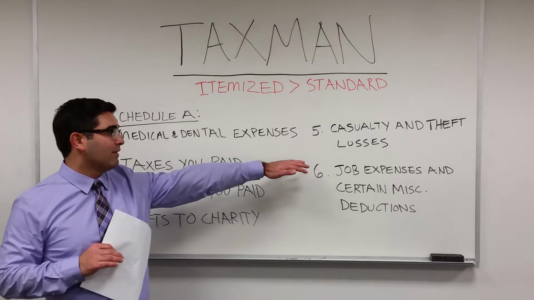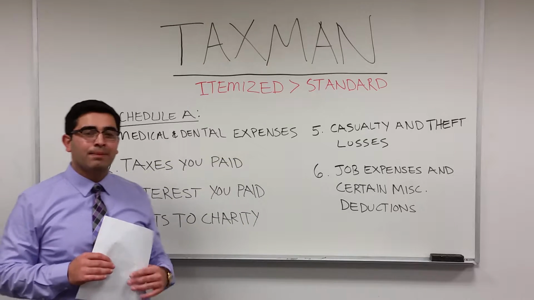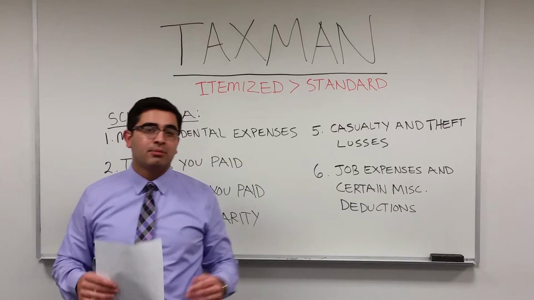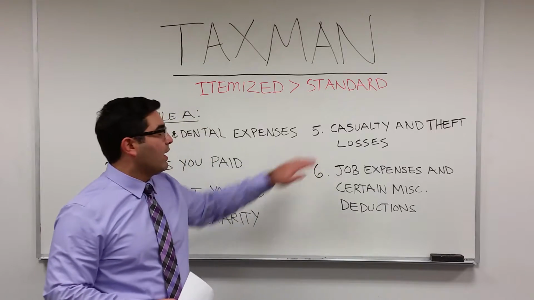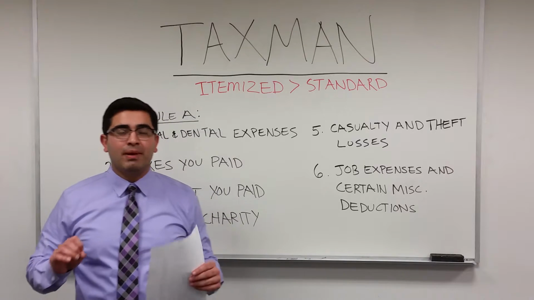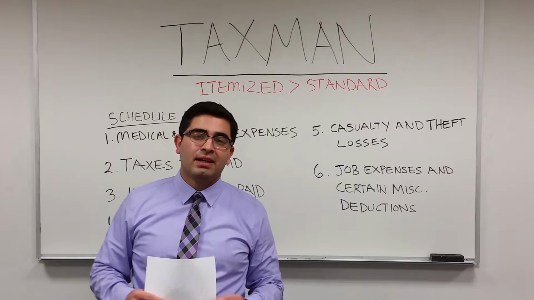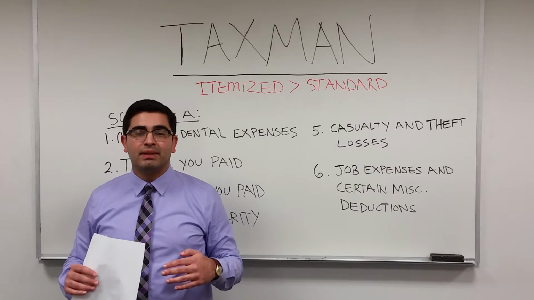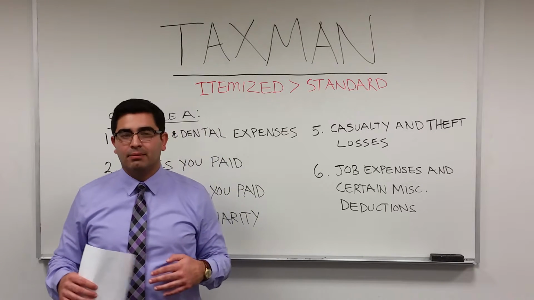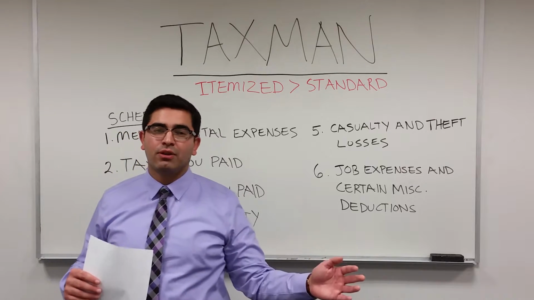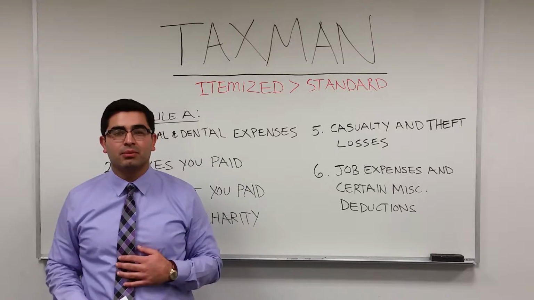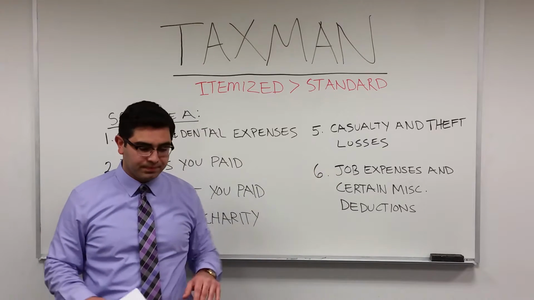So starting with number 5, casualty and theft losses. If you were the victim of some type of theft, then that can actually be deducted on part 5 of your Schedule A. And make sure when you're reporting this that you do not include any insurance payments that you were reimbursed with. So if they had something stolen from you and you received a reimbursement check from the insurance, that part is not deductible in section 5.